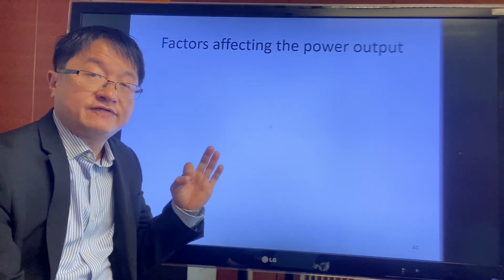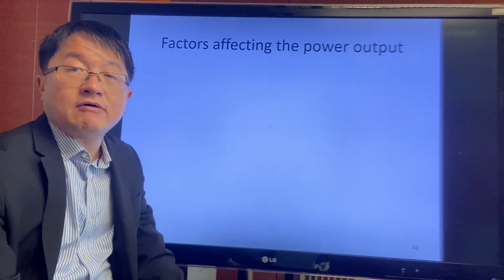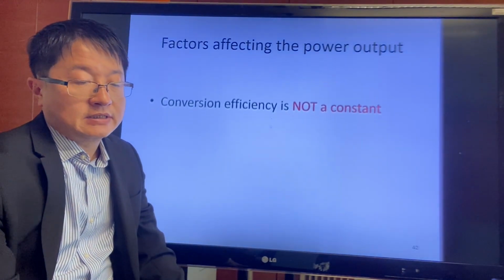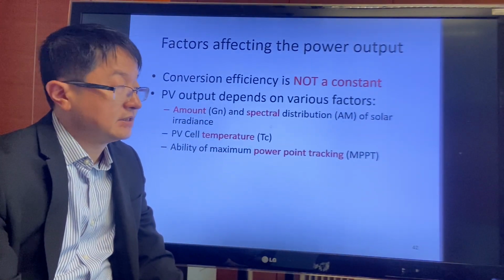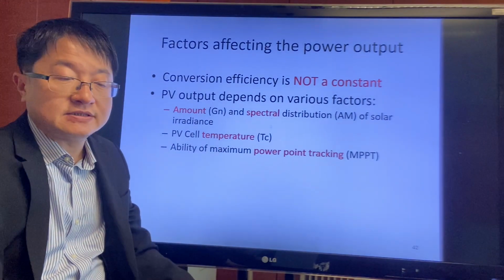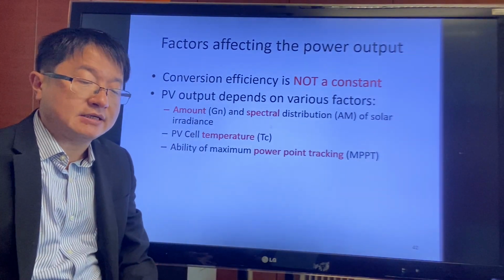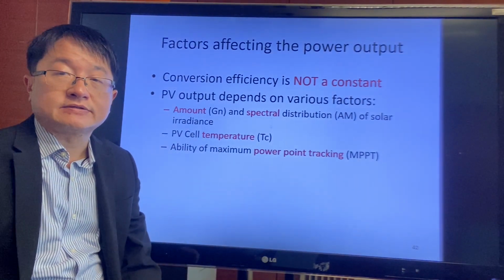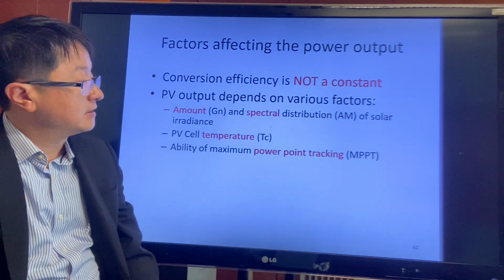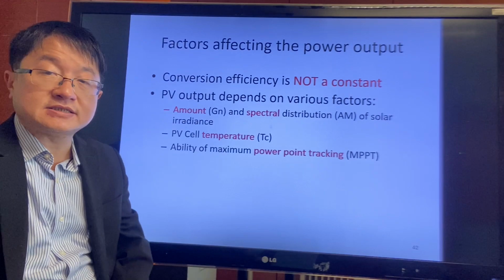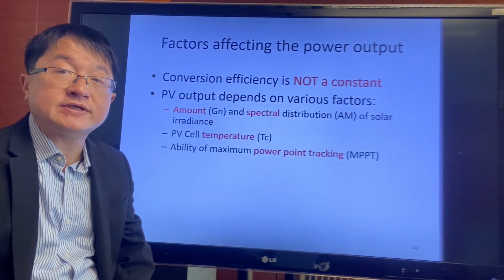And there are 3 factors that affect the power output. The conversion efficiency is not constant. It depends on these 3 factors. First is the amount of solar energy that can be received from the sun. And another factor is the surface temperature of the PV cell.